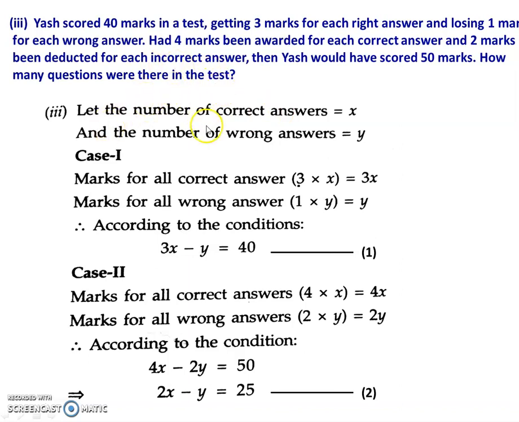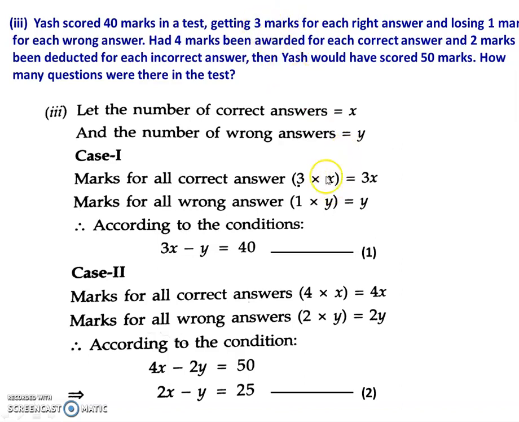So we will take the number of correct ones as x and the number of wrong answers as y. So total questions will be x plus y. Out of that we are taking correct answers as x and wrong answers as y. So in the first case, marks for all the correct answers will be 3 multiplied by x, because for each correct answer he is getting 3 marks.